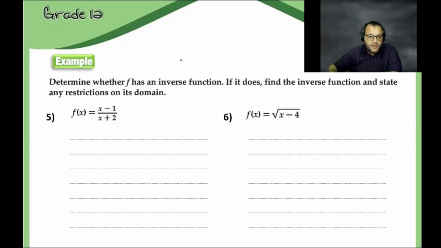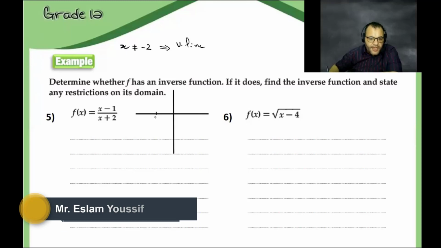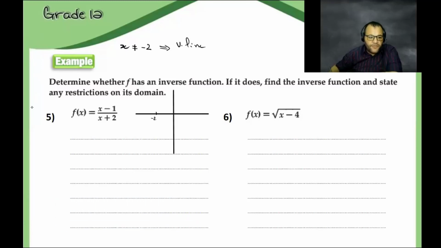So at first we have here x is not equal to negative 2, so we have a vertical line of asymptote, because if x equals negative 2, the value of the function is undefined. The graph will never go through negative 2. You understand this one? That is the vertical line.